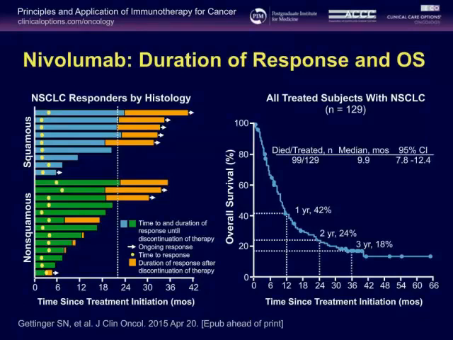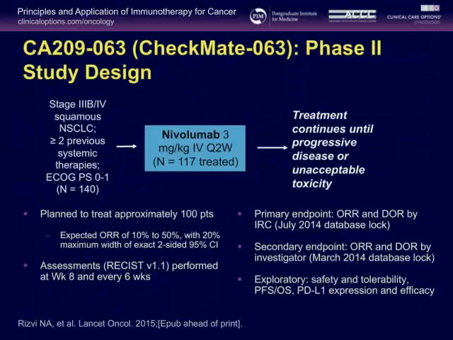So those impressive results, again shown here with some swimmer's plots, as well as an overall survival curve, led to the randomized trials, which we'll also be talking about today. In this study, which was a small number of patients, 130 patients, the 3-year survival was 18%, which is pretty good for an advanced stage non-small cell lung cancer population. And we look at the duration of responses in some of these patients, again, it's quite long. Some of these folks are out here over 3 years and still on treatment.